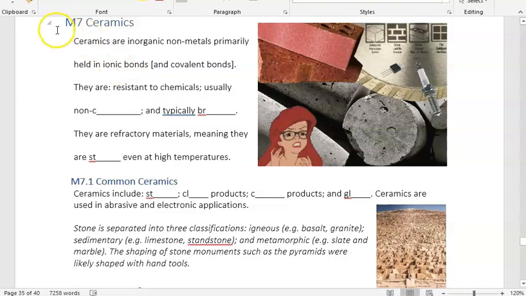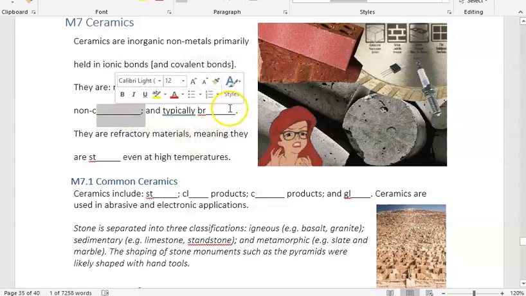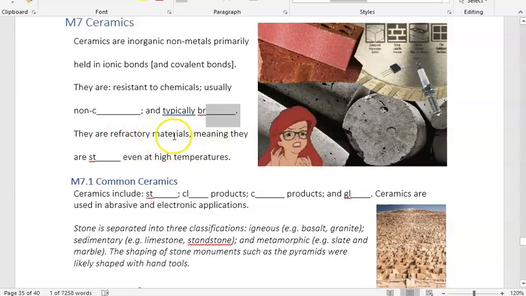Okay, so what we've got left. Ceramics. They are resistant to chemicals. They are usually non-corrosive and typically brittle. They are refractory materials, meaning that they are stable even at high temperatures.